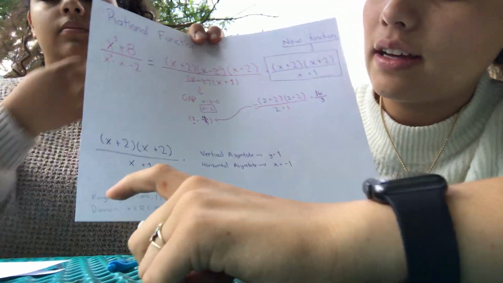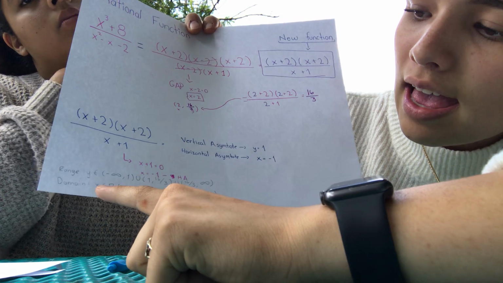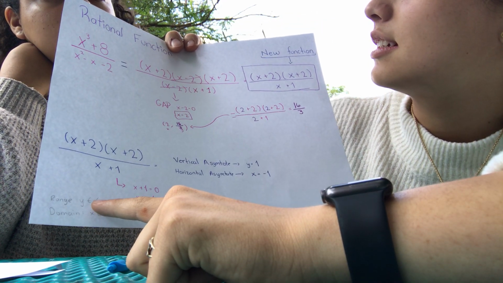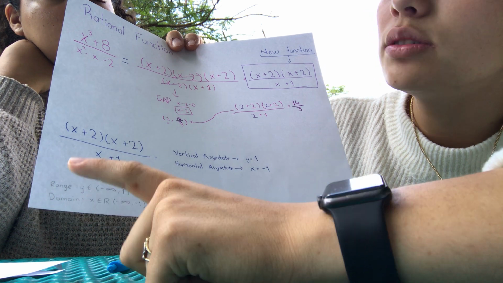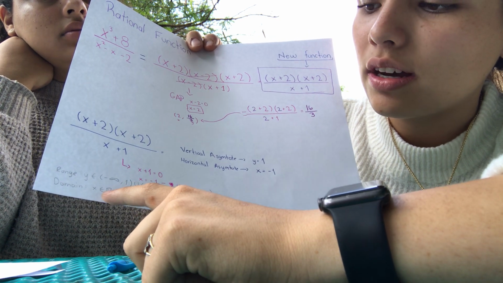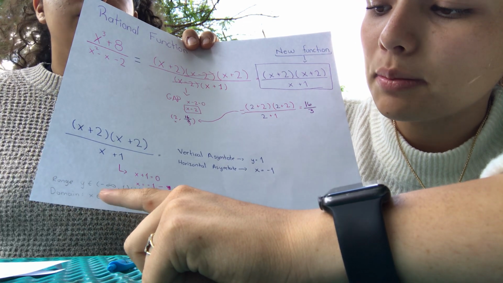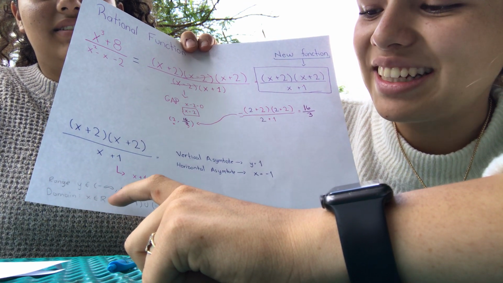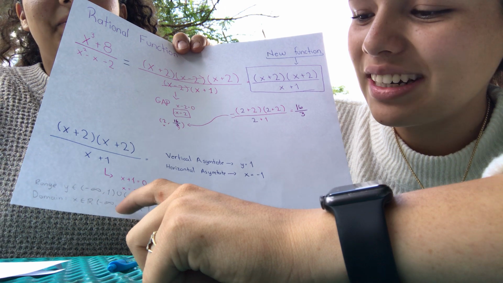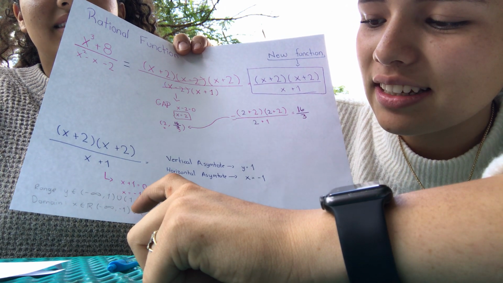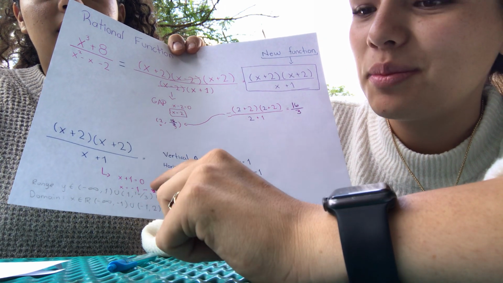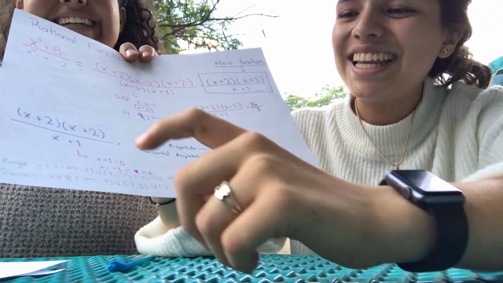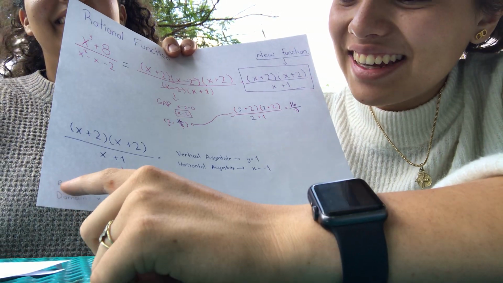And then we have the domain, x belongs to the real numbers, that is minus infinity, comma, minus 1, including minus 1, comma, 2, including 2, comma, infinity.